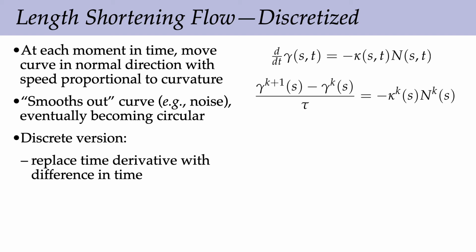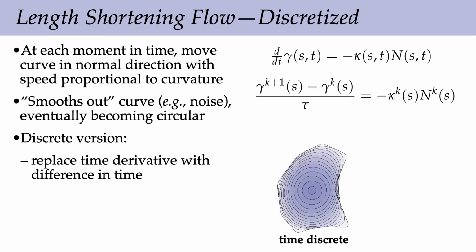Okay. And then I could imagine at this moment I still have a curvature flow that's kind of semi-discrete. It's discrete in time. I'm taking these big time steps, but the curve itself is still a continuous curve.